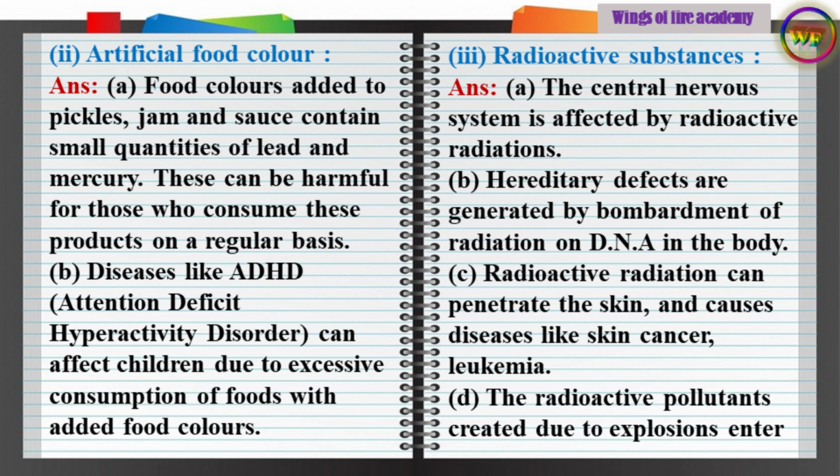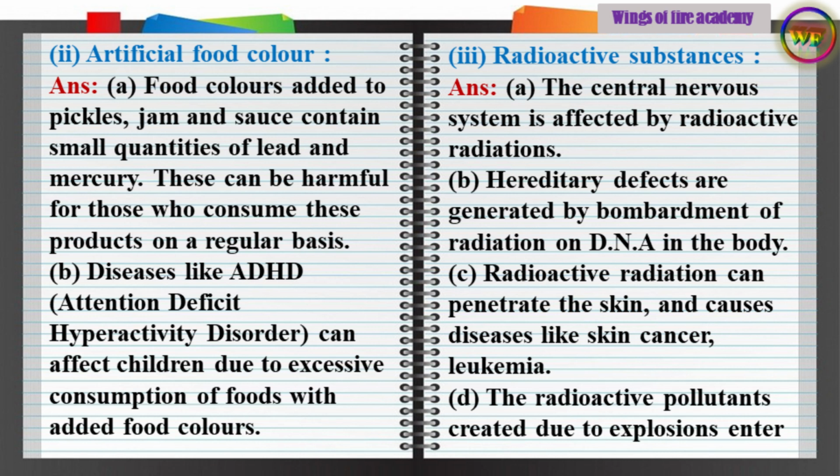2. Artificial food color. Answer. A. Food colors added to pickles, jam and sauce contain small quantities of lead and mercury. These can be harmful for those who consume these products on a regular basis. B. Diseases like ADHD, attention deficit hyperactivity disorder, can affect children due to excessive consumption of foods with added food colors. 3. Radioactive substances. Answer.